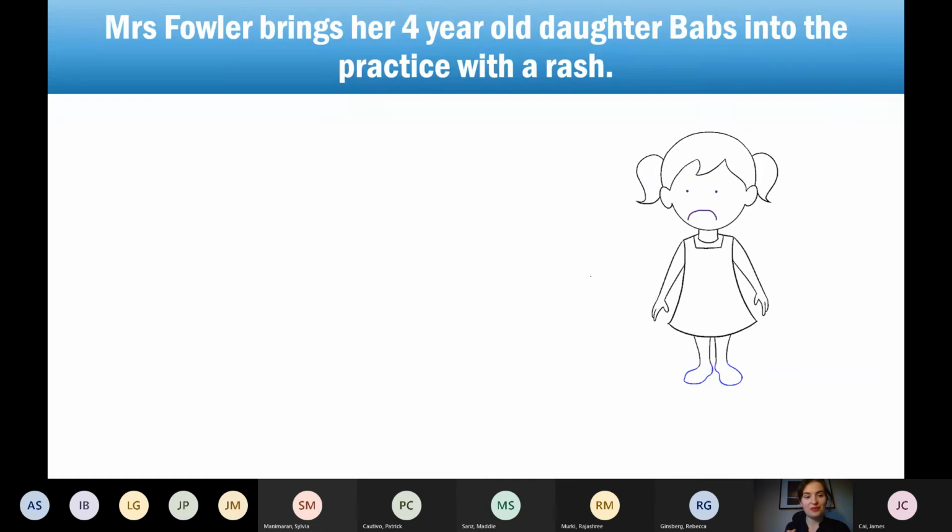So from there on, we'll move on. This is a little bit of a paediatric crossover. Mrs. Fowler brings in her 4-year-old daughter Babs into the practice with a rash. So guys, what would be the most important questions to ask in the history? If you pop those into the MS Teams chat. She's got her daughter, she's a bit upset. She's not having the best day with her rash. So what might we ask her?